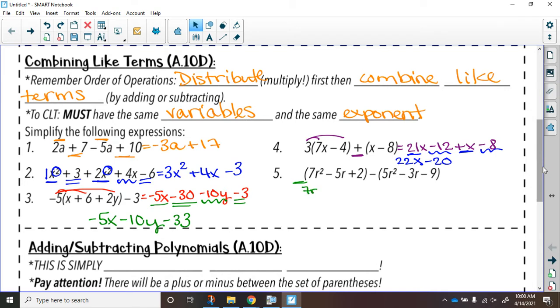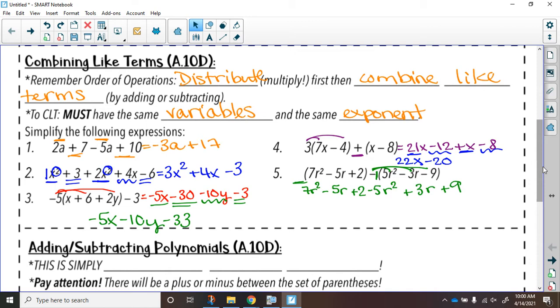So we have 7r squared minus 5r plus 2. And then for the second set, I'm going to distribute a negative 1. Again, all that does is flip the signs. So that would give us a negative 5r squared plus 3r plus 9. Again, I distributed the negative 1 to the 3 terms in the parentheses.